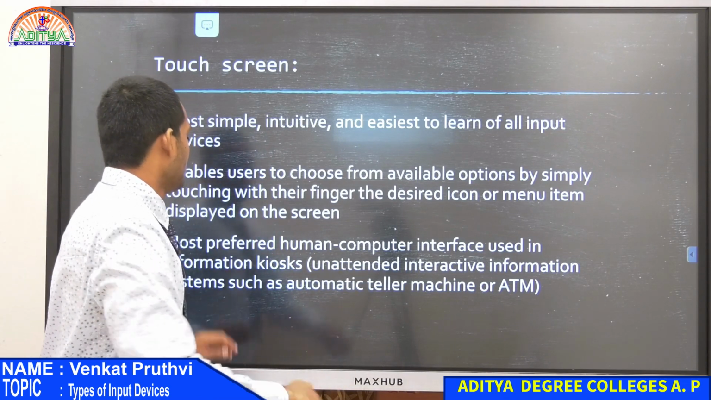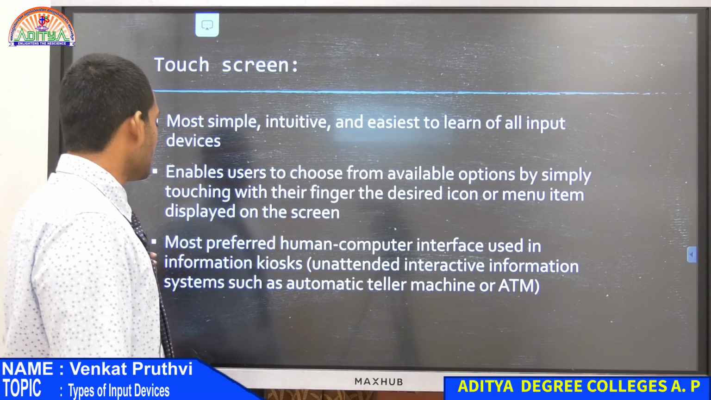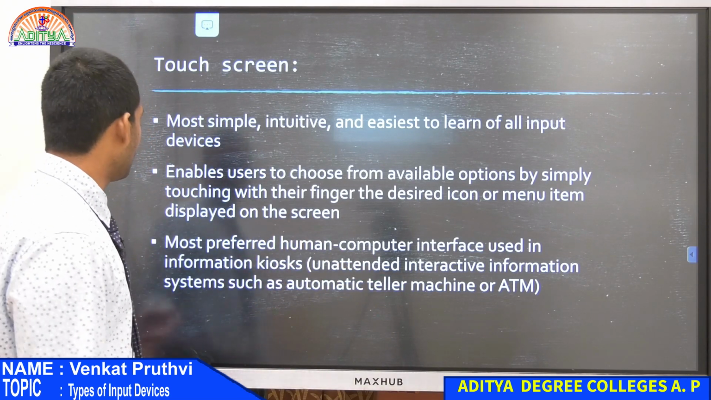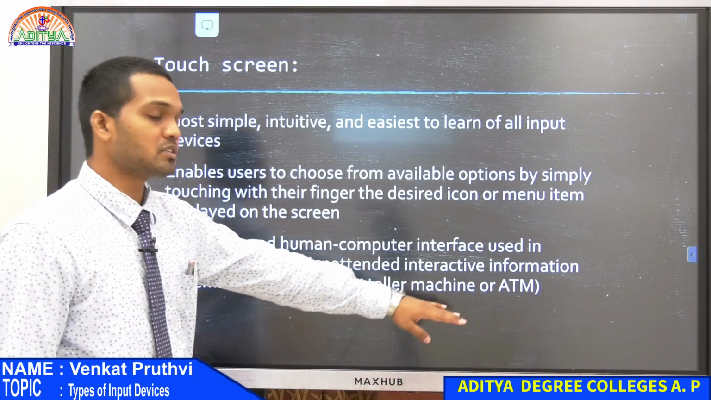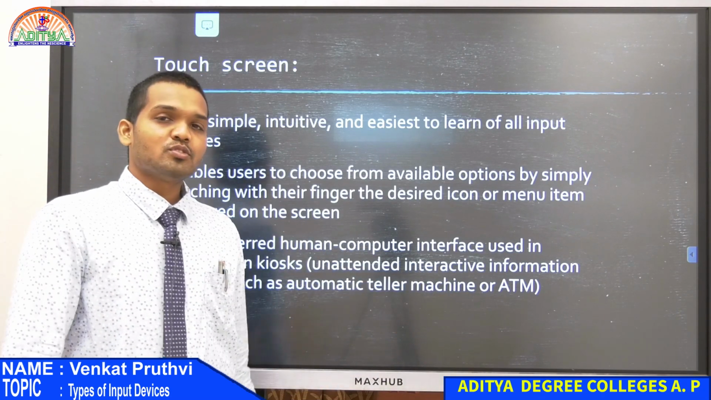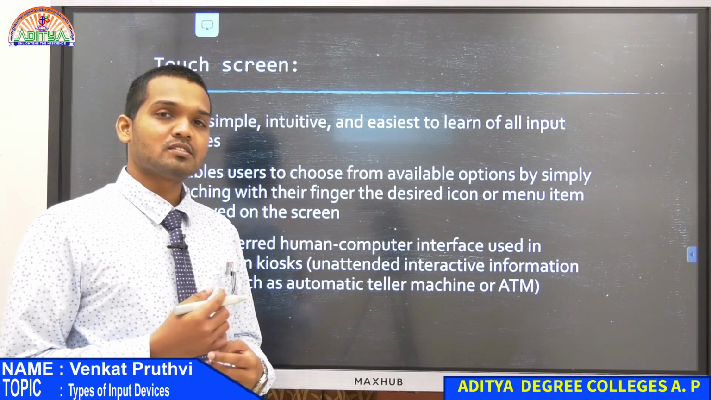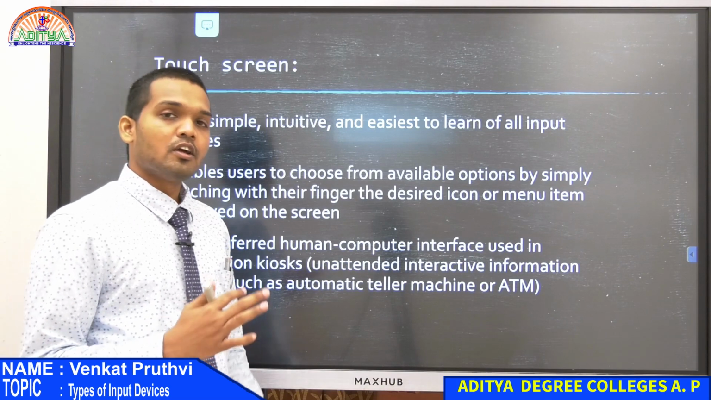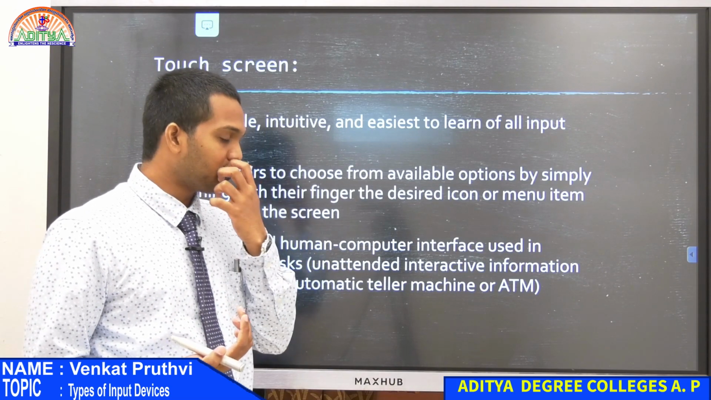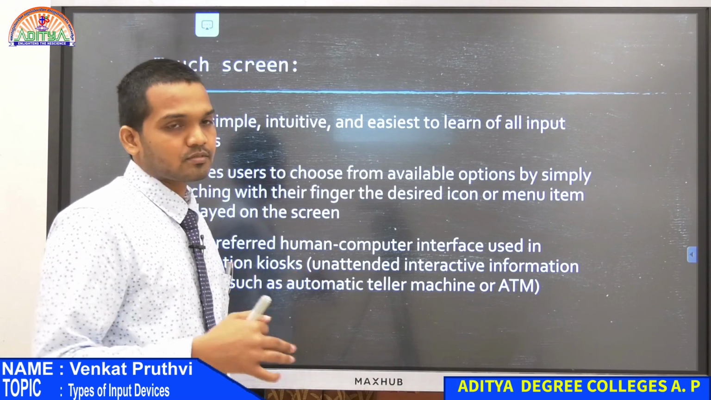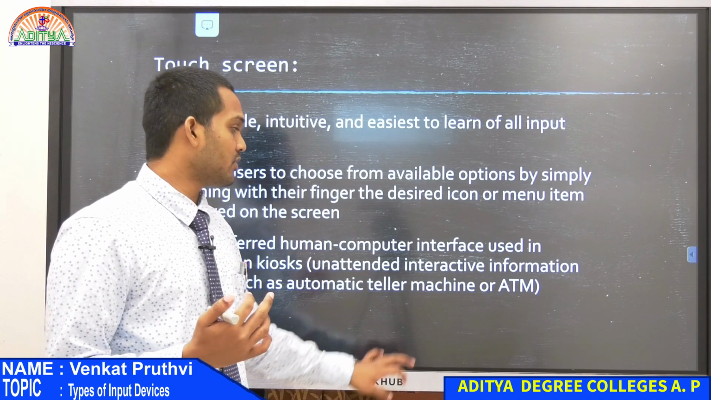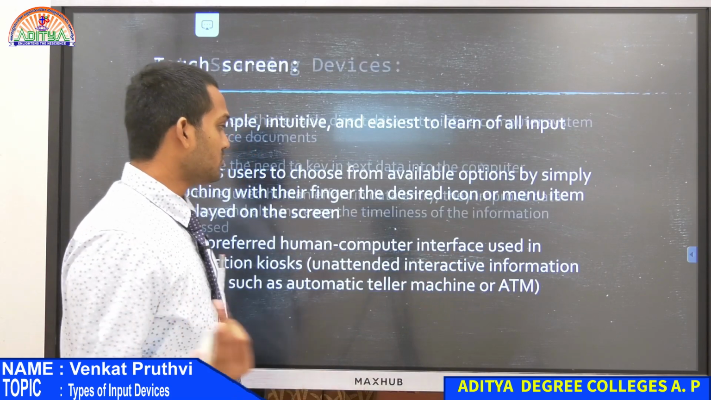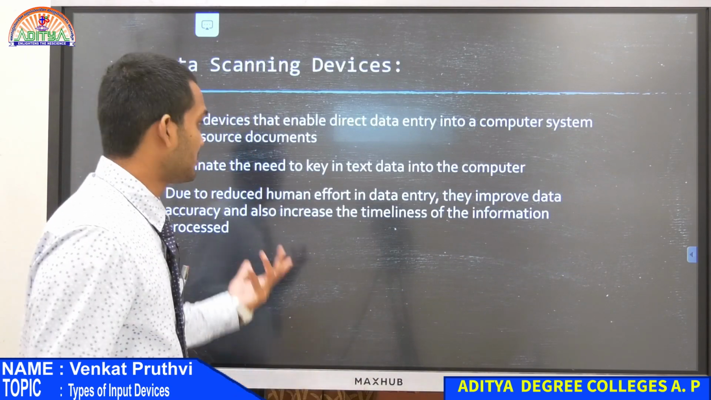Then, most preferred human computer interface used in information kiosks, unattended interactive information systems such as automated teller machines or ATMs. Initially we used to only find these touch screens in the ATMs where we had those screens and we used to just click on the screen to make our operations performed by the ATM. But after that we had the technology evolving, and now in this class itself we are able to see how we are able to operate the screens just by the fingers.